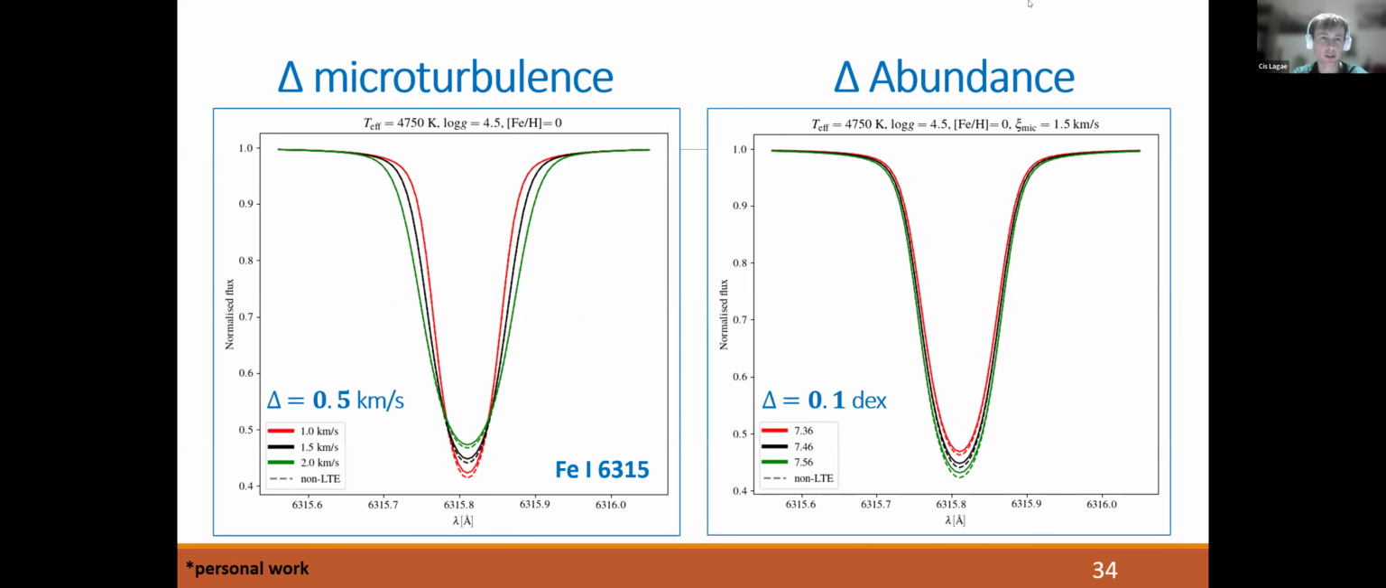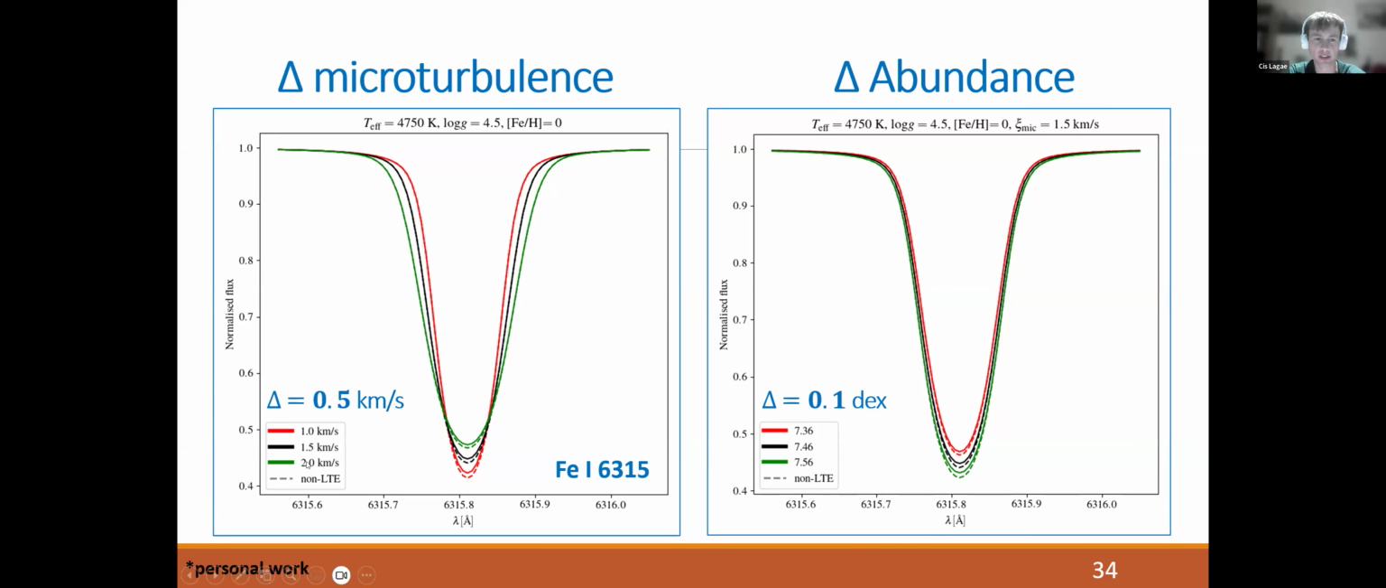And what I'm showing here is one neutral iron line, 6315, for a K-dwarf at 4,750 Kelvin, log g of 4.5, solar metallicity. All I'm doing here is varying the microturbulence on the left from 1 to 2 kilometers per second, which are usual values, and abundance on the right by 0.1 dex, with the solar value in the middle. You see that even these changes visually impact the line in a decent way, especially on the EPRV scale. These are massive changes that could be important.